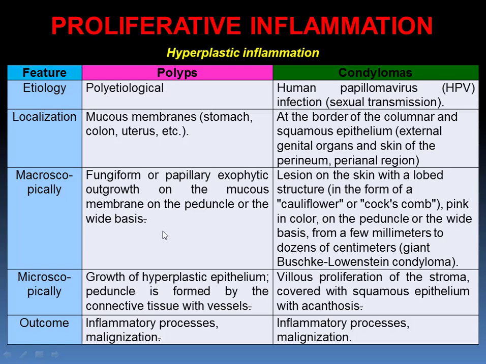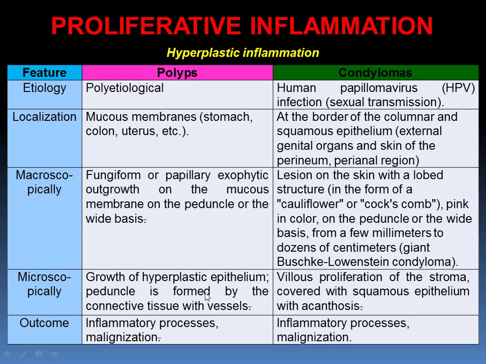Macroscopically, polyps have fungiform or papillary exophytic outgrowths on the mucous membrane, located on the peduncle or the wide base. Condylomas are lesions on the skin with a lobed structure, resembling cauliflower or cock's comb, pinkish in color, also with peduncle or wide base, from few millimeters to dozens of centimeters in case of giant Buschke-Loewenstein condyloma.